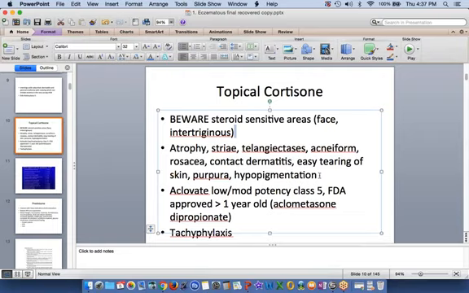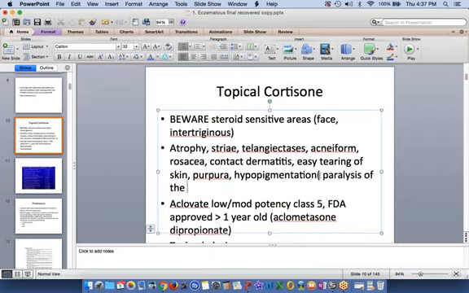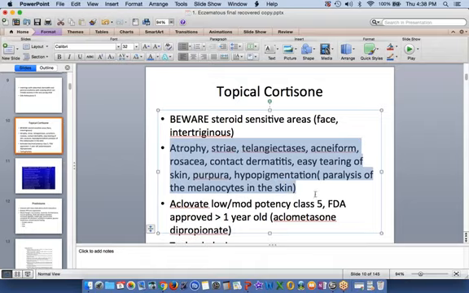And the hypopigmentation is caused by paralysis of the melanocytes in the skin. And that's what you have to tell patients. The darker they are, the more hypopigmentation they have. But a few months later, okay, the skin color will be restored, and that's important, okay, to know.